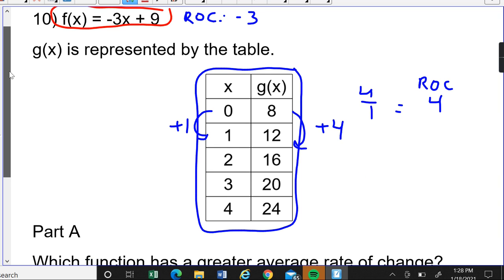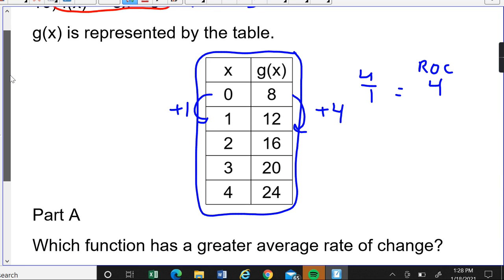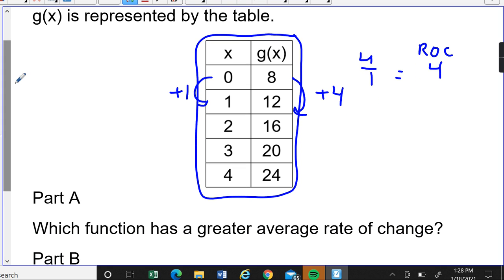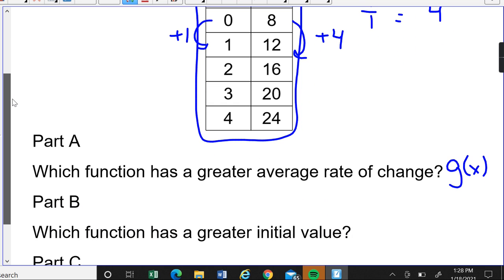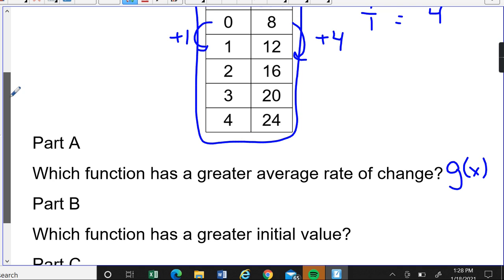So which function has a greater rate of change? It shouldn't say average rate of change, it's linear, so it's a constant rate of change. Which function has a greater constant rate of change? Well, that would be g of x, because 4 is greater than negative 3. So that function in the table called g of x had the greater average rate of change, or constant rate of change.